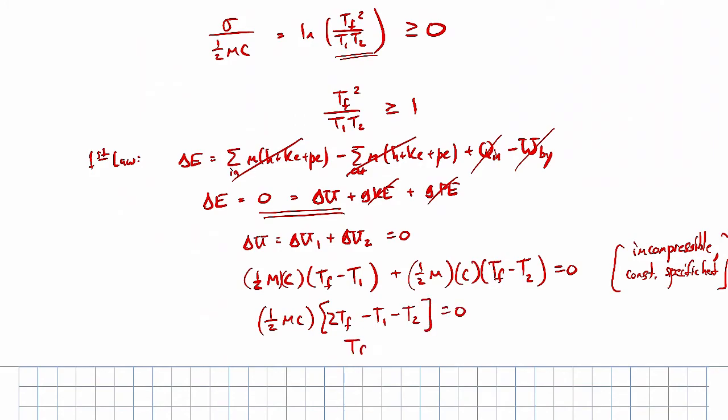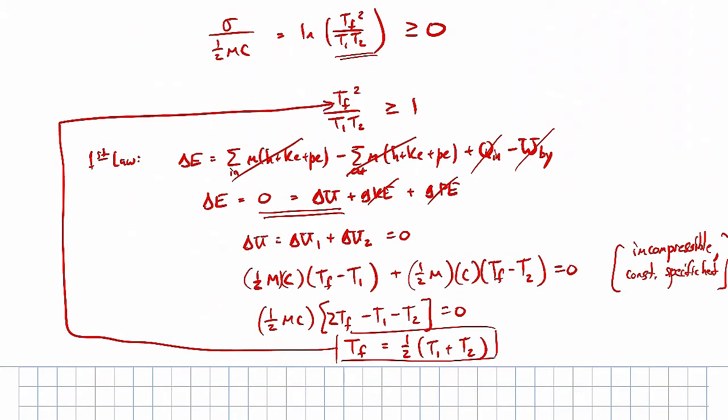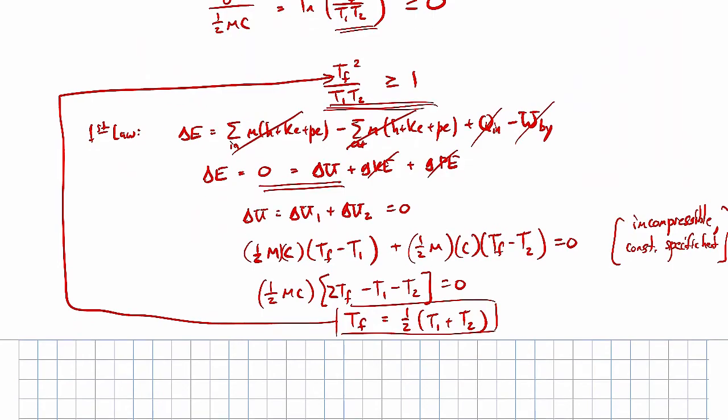And then what you'll find is the final temperature is the average of the two initial temperatures of the liquid. So we know what the final temperature is in terms of the initial temperatures by using the first law. So what I'm going to do is take that final temperature and substitute it back into the expression that we had from the entropy equation. So let me go ahead and do that.